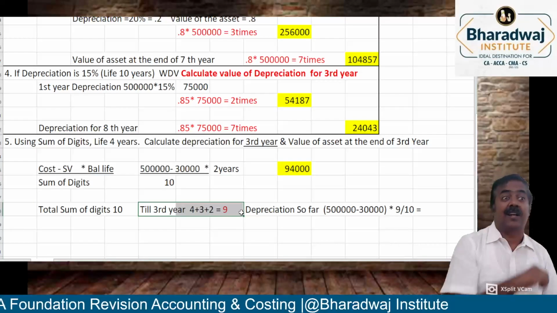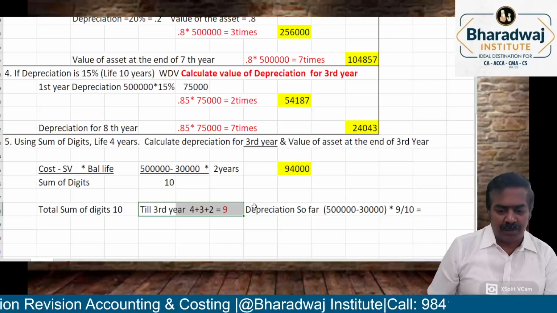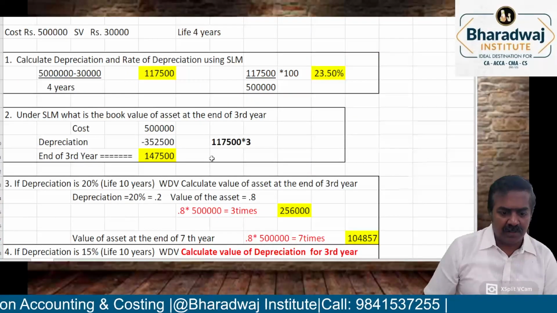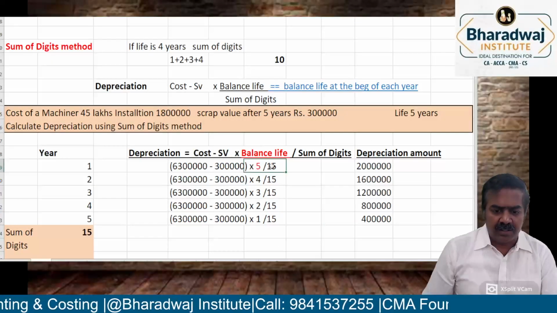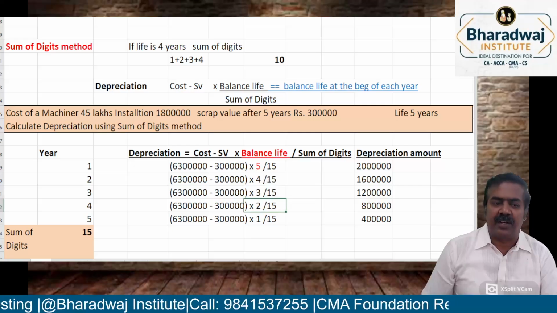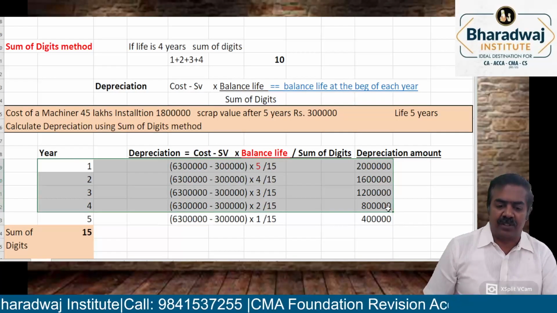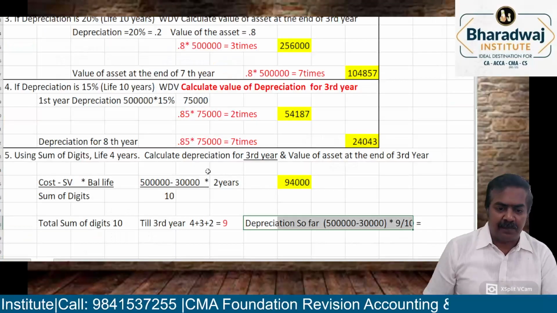No, because there is a scrap value, you cannot do directly 1 by 10. Do you understand? See, we worked out this: 5 by 15, 4 by 15, 3 by 15, 2 by 15 like that. Suppose they ask you asset value at the end of the fourth year, so far how much did we charge? 5 plus 4 plus 3 plus 2. Same principle you apply here.